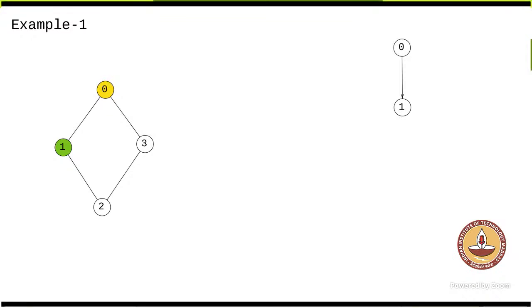Can we go back to 0? No. 1 to 2. There's only one choice left. Actually, there are 2 choices, but you have already visited node 0, so there's no point going back there. So you go to 2.